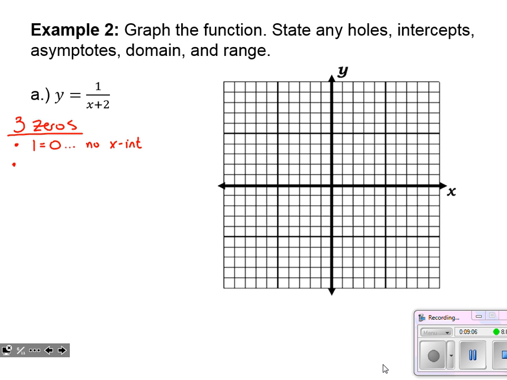The next one, what happens when my denominator equals 0? Denominator is x plus 2. When I set that equal to 0, it says x equals -2. That's the equation of my vertical asymptote. So I'm going to draw in that vertical line, x equals -2. And then lastly, when x equals 0, I'm left with y equals 1 over 0 plus 2. Y equals 1/2. Okay, that's my y-intercept, the point 0, 1/2.